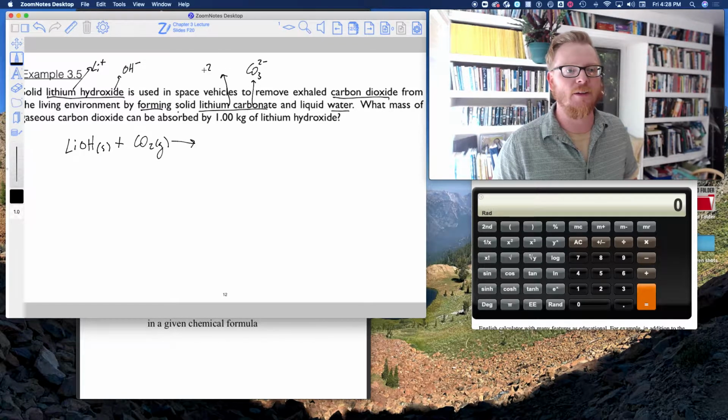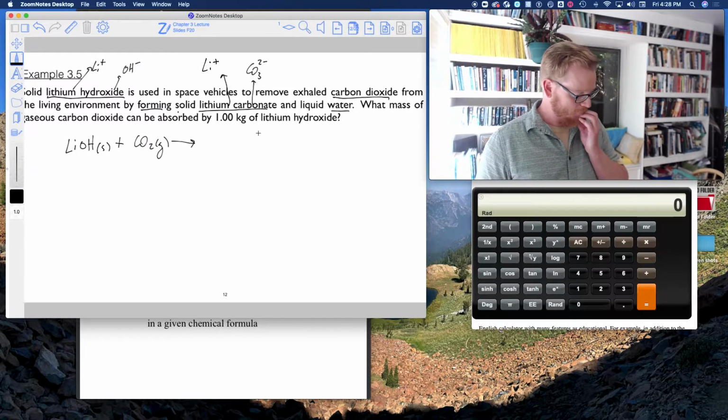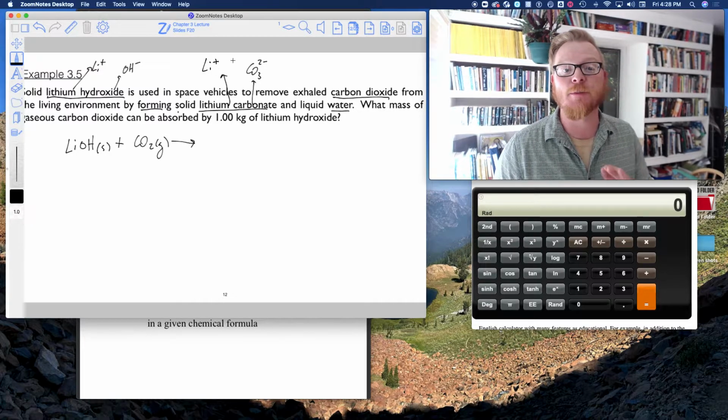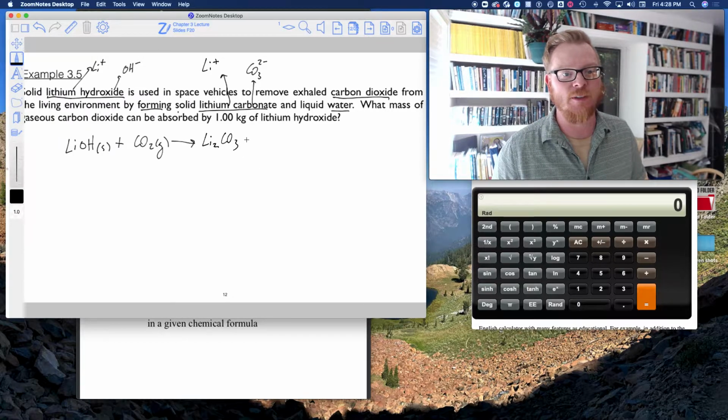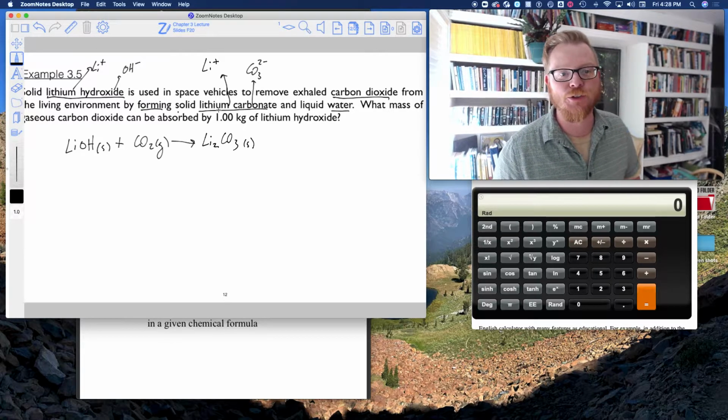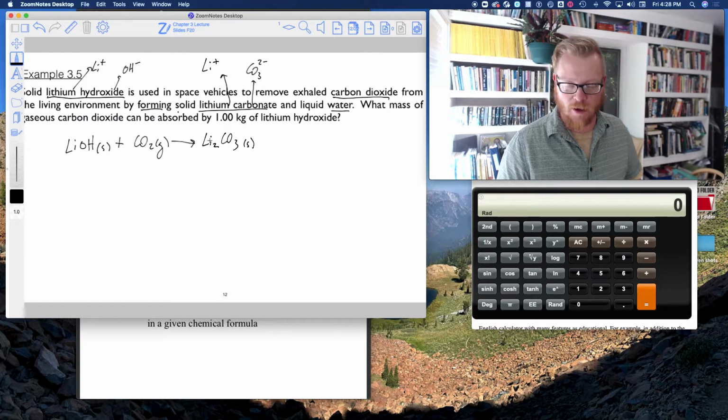Lithium is still Li1+. So that means to make lithium carbonate, I need 2 lithiums for every 1 carbonate, okay? And I can write that as Li2CO3, and it said it was solid. Okay. Make sure you can do this. If you're still struggling with this, come talk to me. I'll help you make sure that you're getting formulas put together.